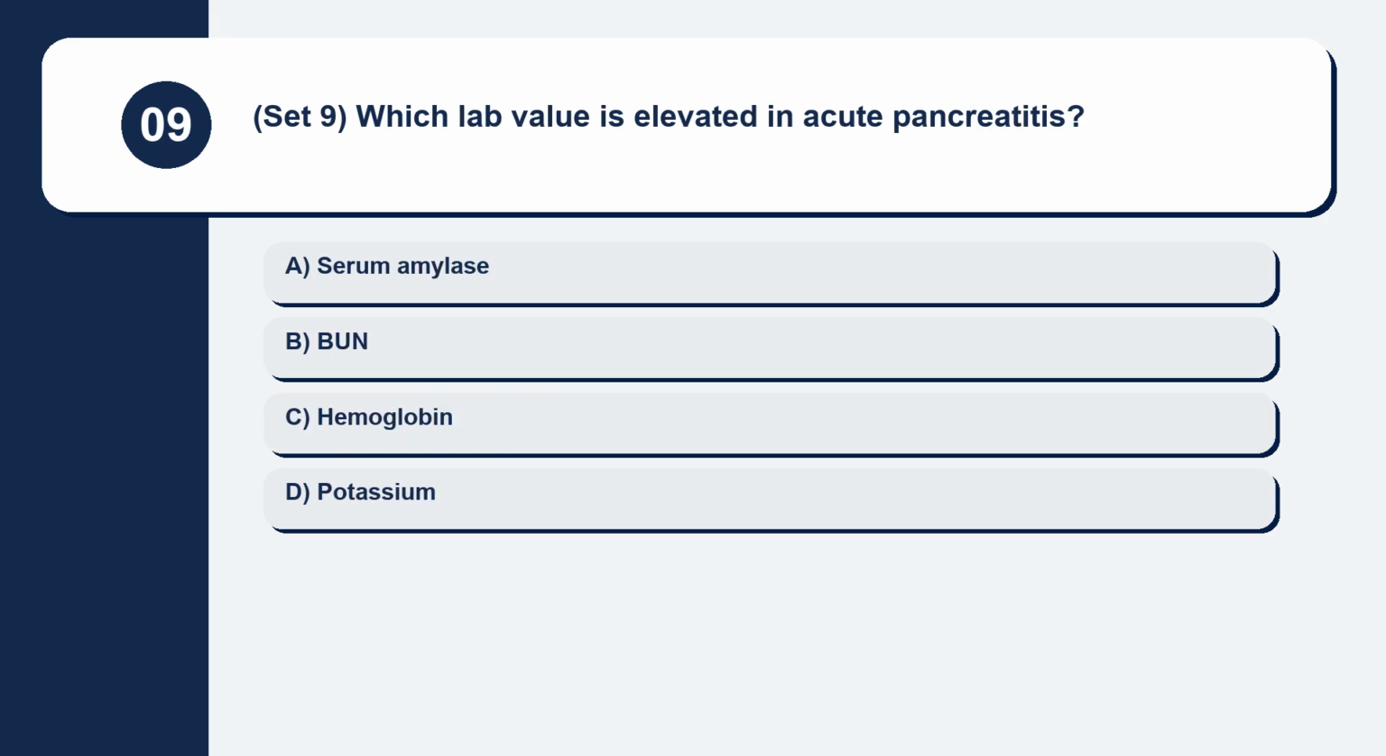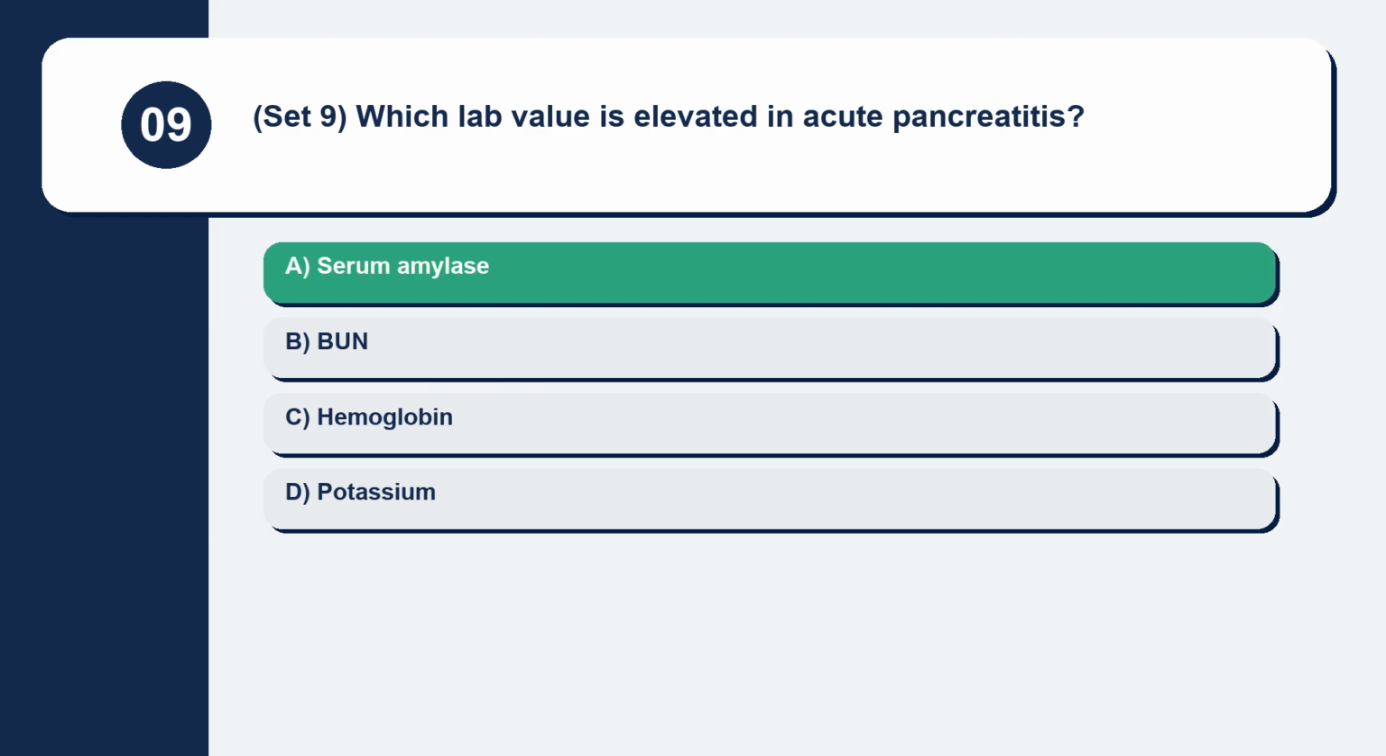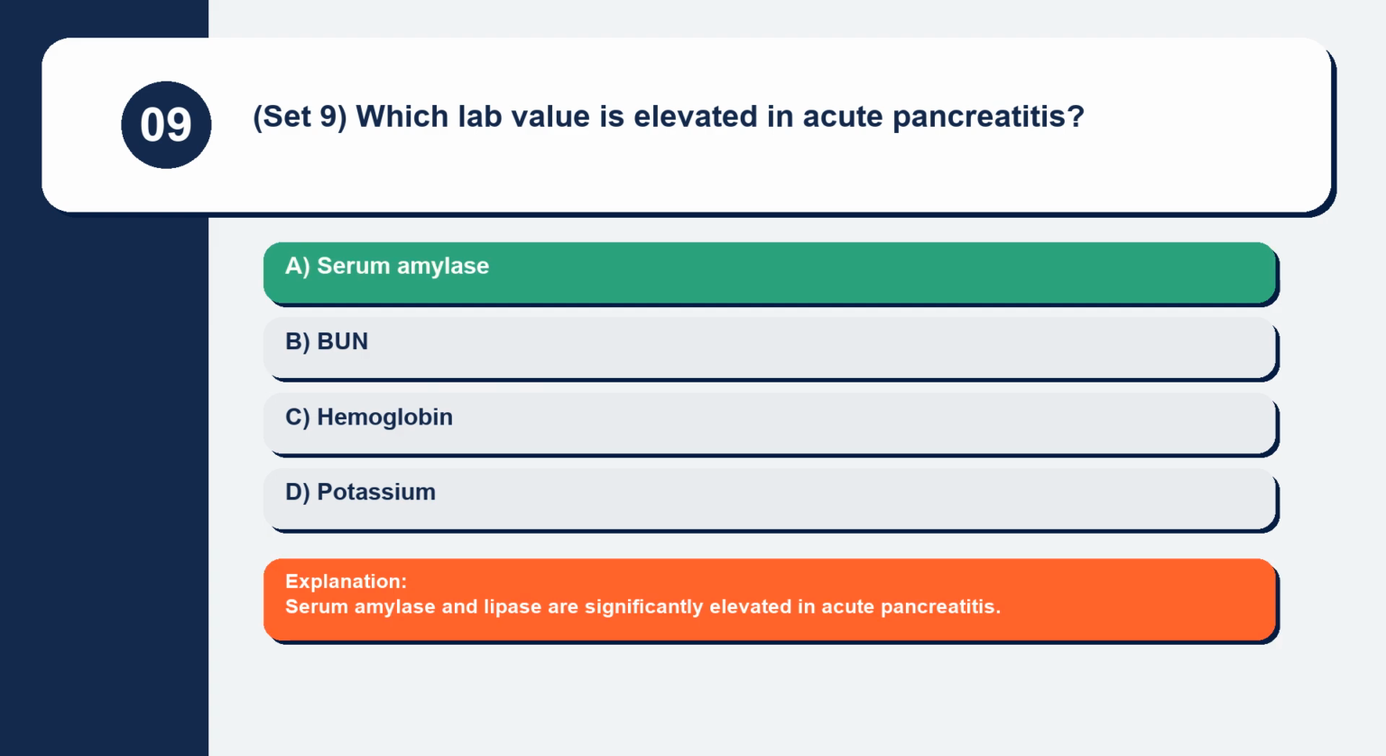Question 9. Set 9. Which lab value is elevated in acute pancreatitis? Serum amylase, BUN, hemoglobin, potassium. Serum amylase and lipase are significantly elevated in acute pancreatitis.